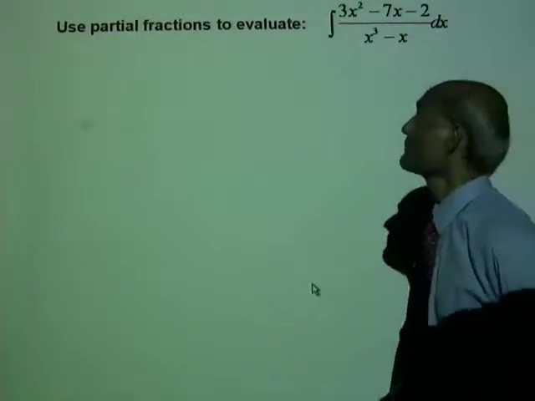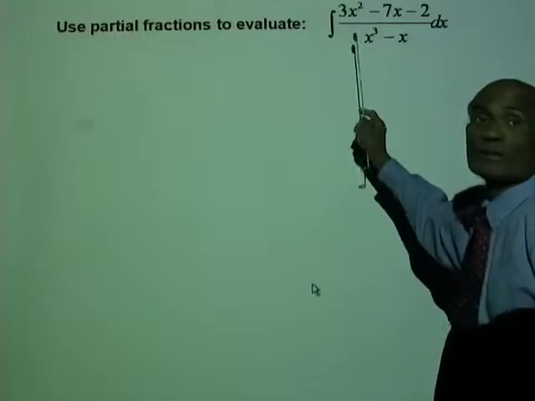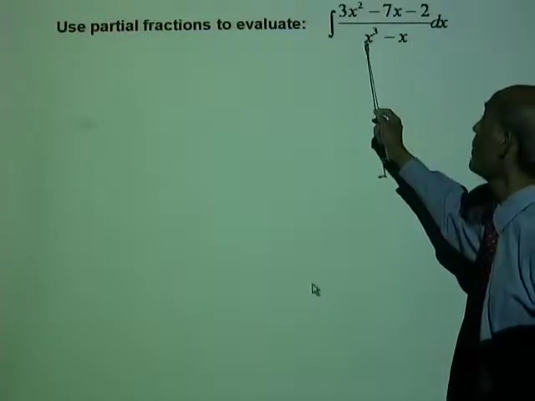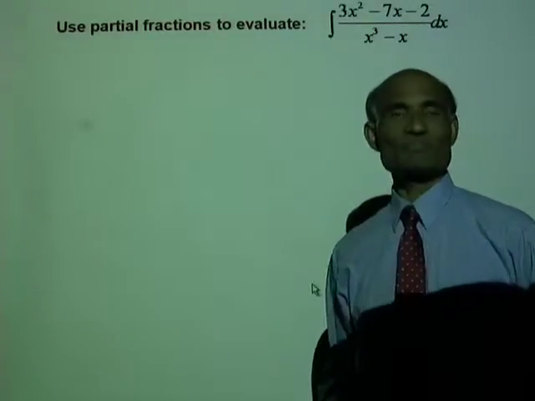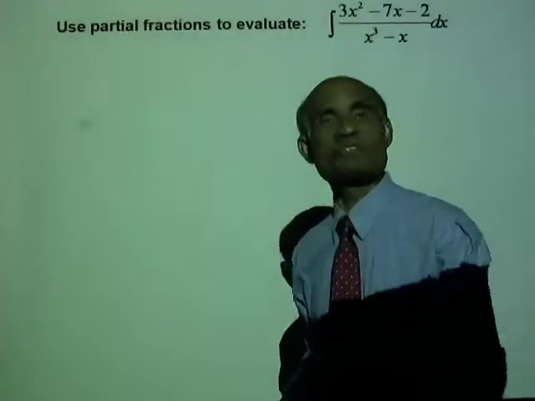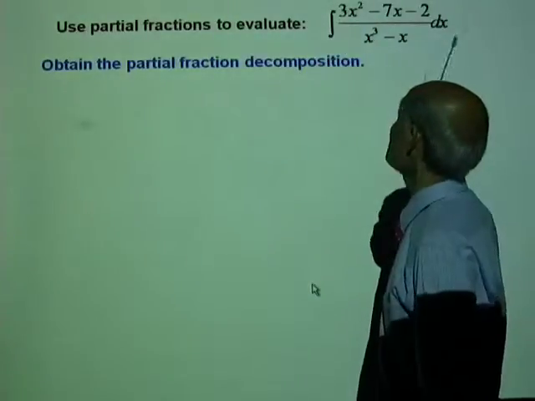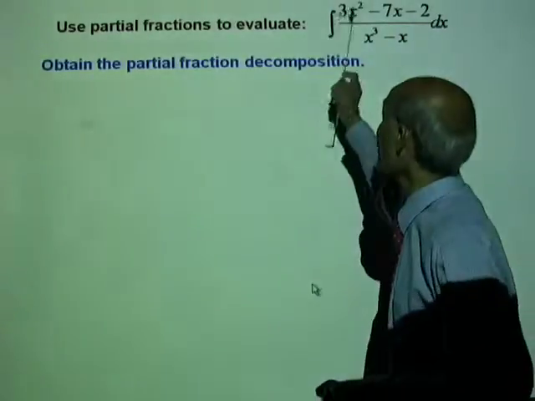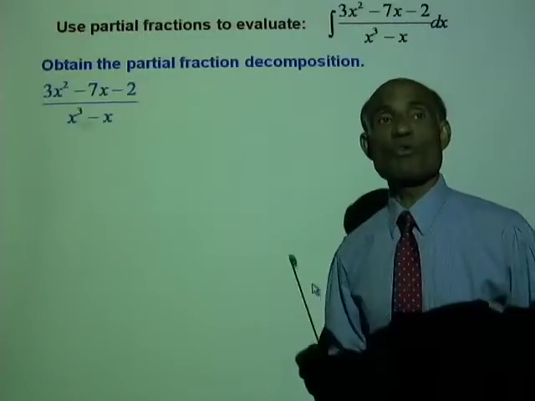Let's do another one. Use partial fractions to evaluate the integral of 3x squared minus 7x minus 2 all over x cubed minus x. Alright, what's the first step to do? First, we try and obtain the partial fraction decomposition of this complex expression. And what's the first thing to look for?